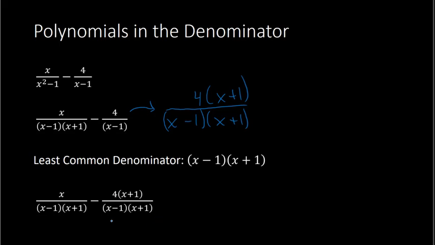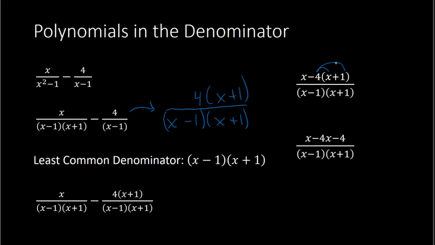Alright, so from here I can combine because they have the same denominator. So to combine, I subtract the x minus 4 times x plus 1, which is what we see up here. We just combine by subtracting the two numerators. And now we want to simplify the numerator a little bit. We can distribute the negative 4 with the x. So we have negative 4x, and then negative 4 times 1 is negative 4. So negative 4x minus 4.